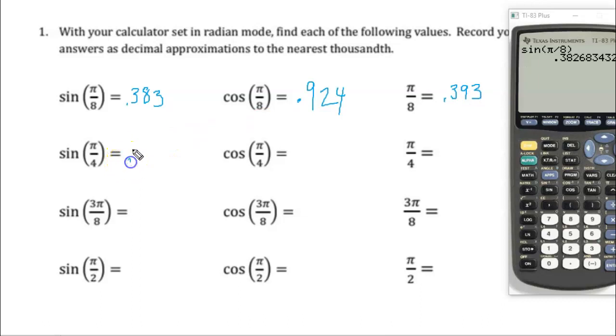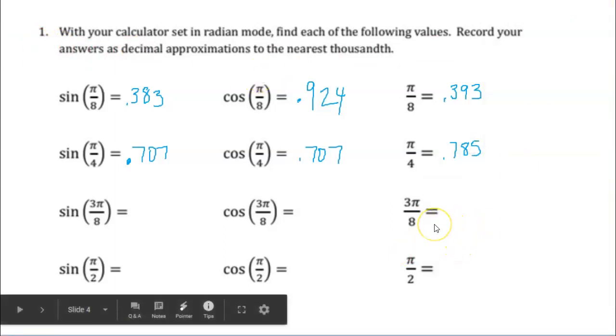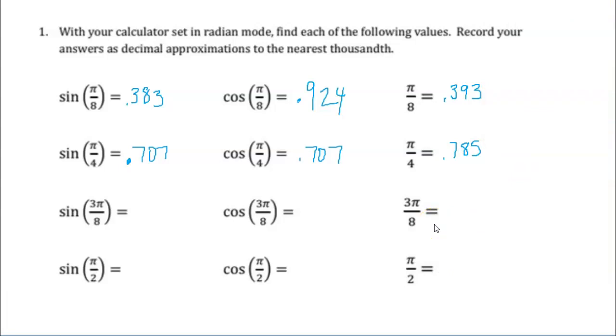Sine of pi over 4 is 0.707. Cosine of pi over 4 is 0.707. And pi over 4 itself is equal to 0.785. And what we want to see is, do we notice any patterns in that? Does that match anything from our picture? Does anything look like it goes with it?